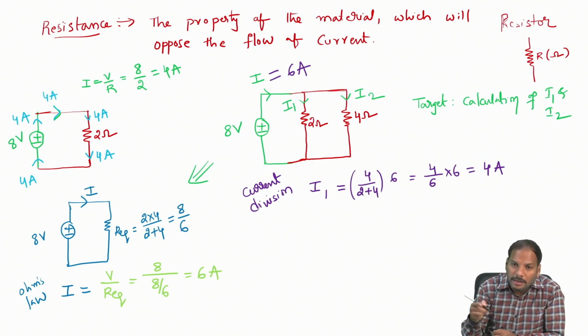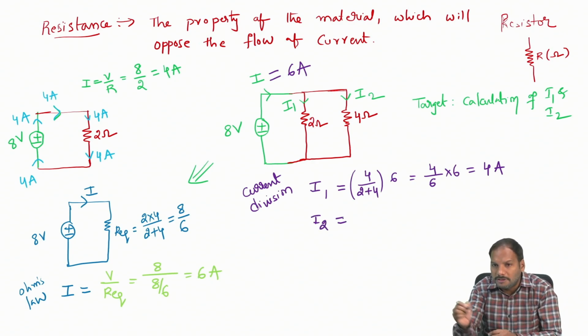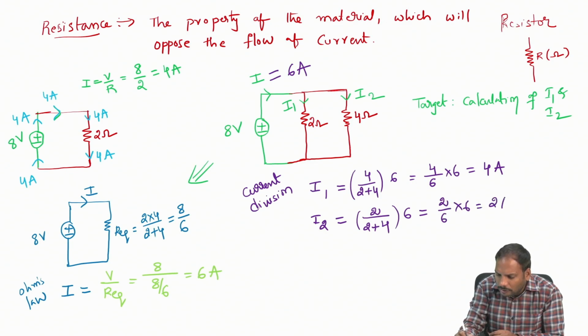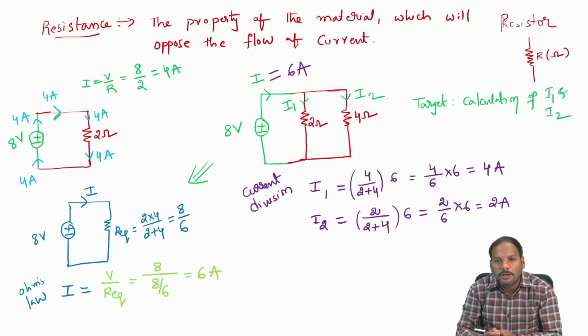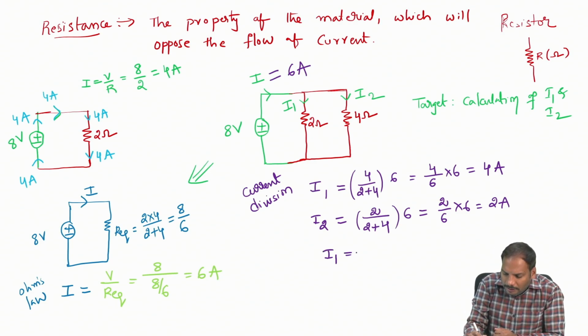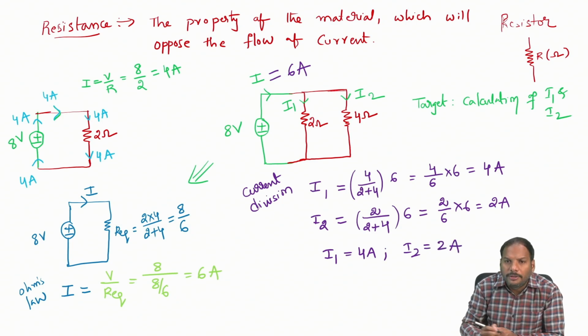So cancel these two. I1, I'll be getting it as 4 amperes. Similarly, I try to calculate the current flowing through the 4 ohm resistor. It is simply opposite resistance, that is 2, divided by total resistance 2 plus 4, into 6. That means 2 divided by 6 into 6, that is equal to 2 amperes. So this is how I have calculated the two currents. The current I1 is equal to 4 amperes and the current I2 is equal to 2 amperes.